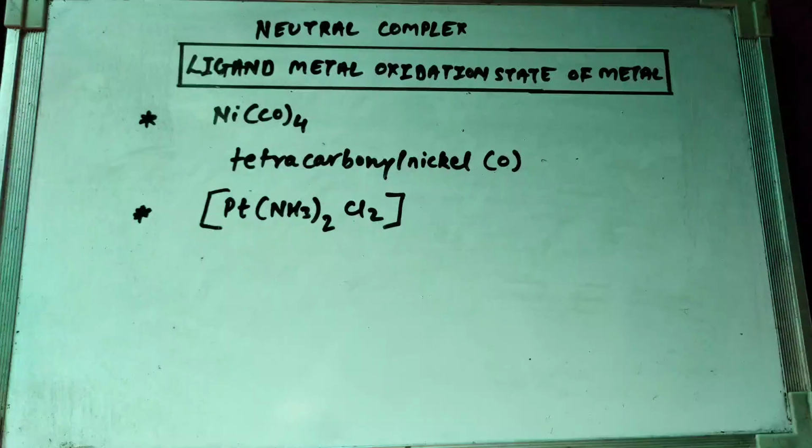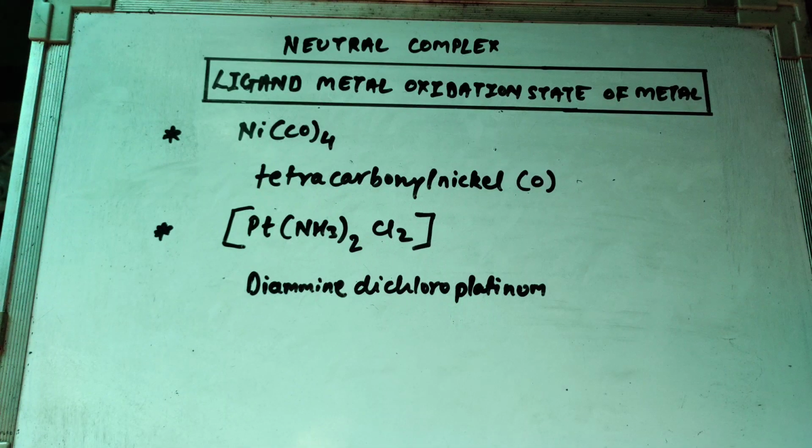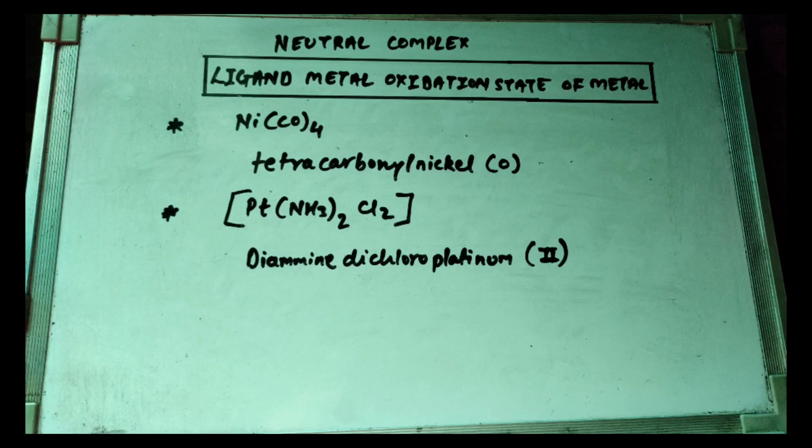Let's take one more example. We have ammonia chloride platinum complex in front of us. In alphabetical order, we are going to name ammonia first. As there are 2 ammonia molecules and 2 chloride molecules, it is diamine dichloro platinum. Ammonia is neutral, but chloride has -1 charge, so oxidation state of platinum here is +2.